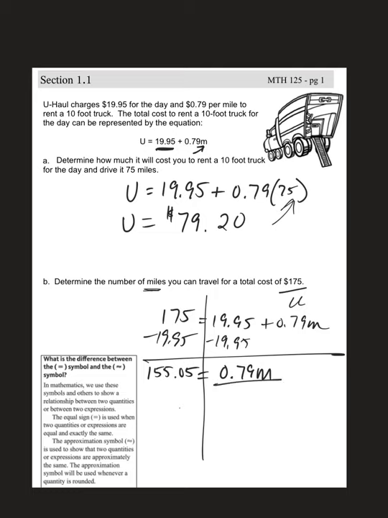And then if I want to solve for M, I'm going to divide both sides by 0.79. That's going to give me approximately, so I need to use approximate symbols here, approximately 196.27 miles. And so because we're talking about whole miles, you're probably going to have to pay for 197 because they won't let you just pay for a quarter of a mile. So we're going to say the miles approximately that we can drive are 197.